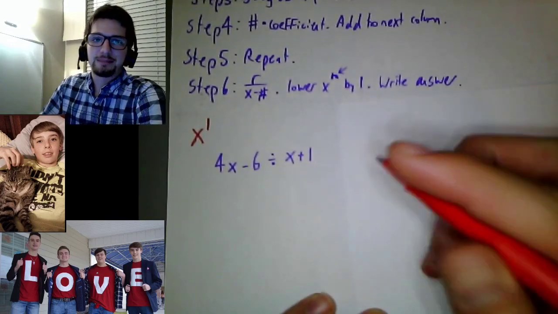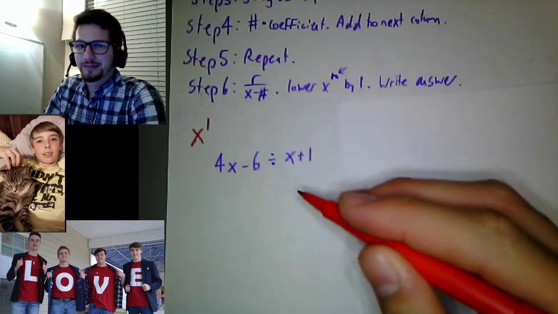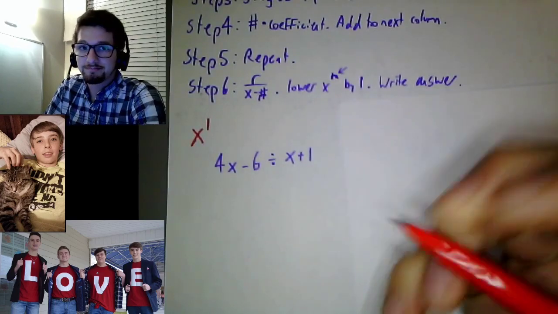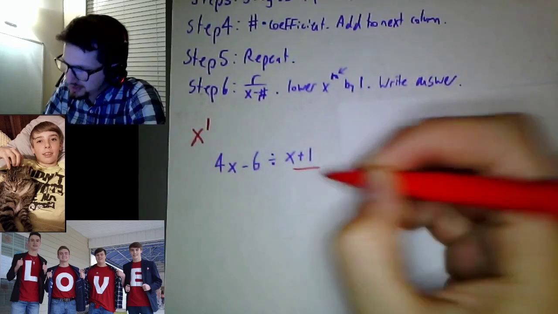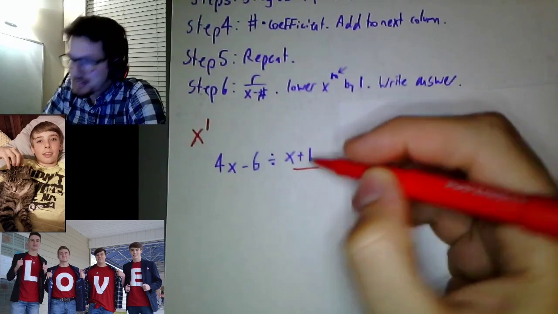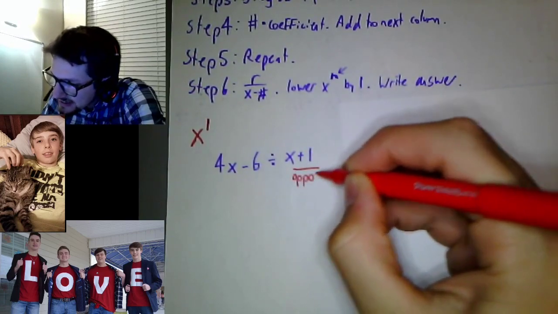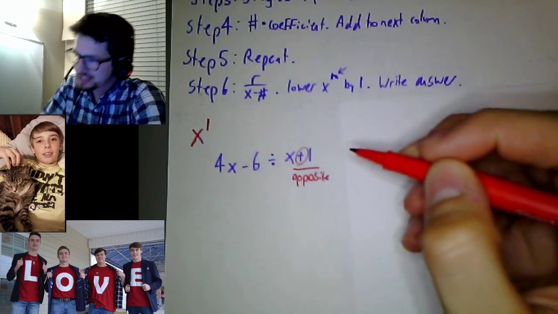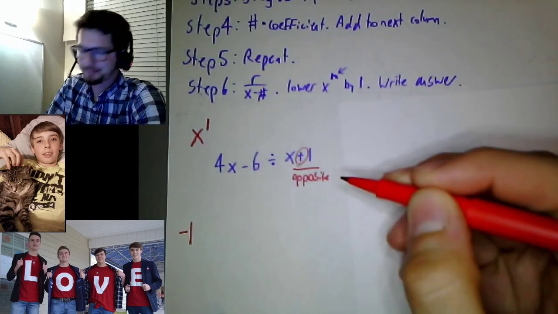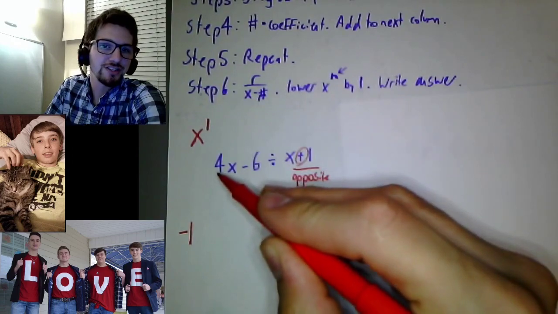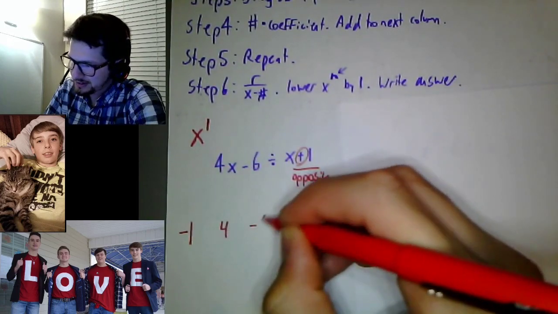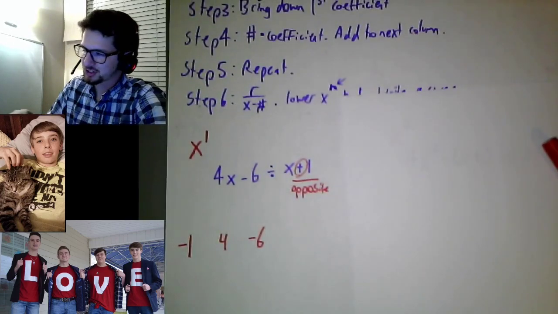An x to the 1 problem. We're going to do review from yesterday. If I said 4x minus 6 divided by x plus 1, what would we do? First, and this is what people got wrong, you take the opposite of that number. This is a positive 1. We change that to negative 1. So we write negative 1. Then we write our coefficients in here. I have a 4 and a negative 6, so I'm going to write 4, negative 6. Then I'm going to draw my L.